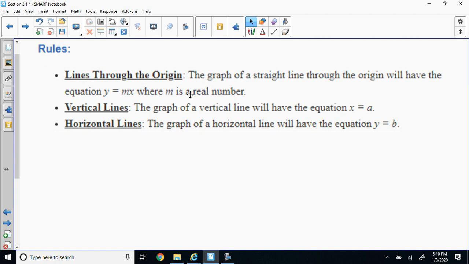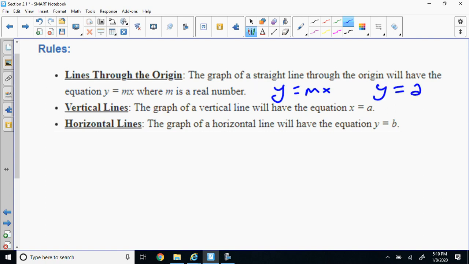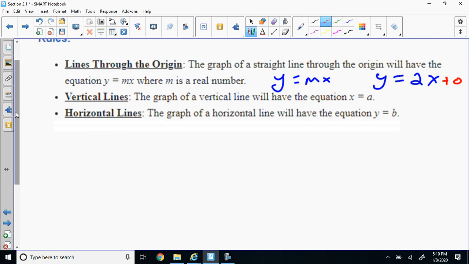All right, lines through the origin. Any line that goes through the origin does not have a y-intercept. Well, it does, but it's not written, okay? It'll be in the form y equals mx. So if you looked at an equation like this, it's not going to have a y-intercept because the y-intercept is 0 for the origin, right? So you wouldn't put plus 0 out here. Does that make sense? So if you just see y equals something x, you know that it goes through the origin.